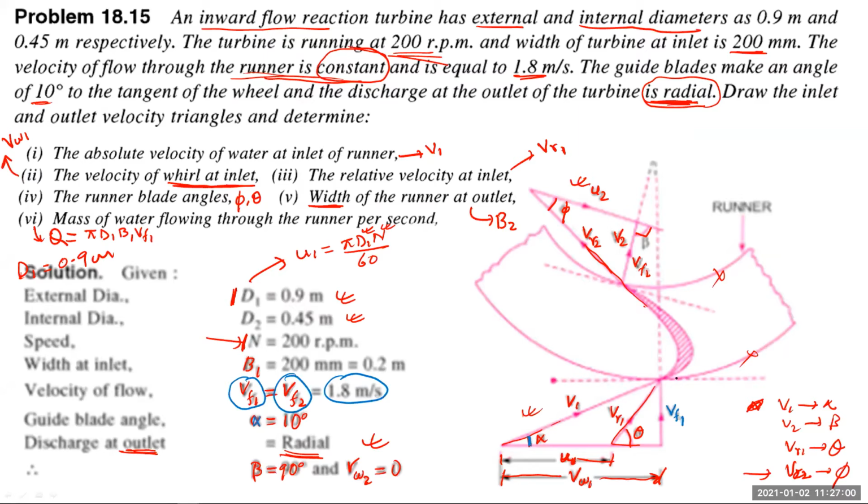So we all know that V1 sine alpha equals Vf1. So from here you can easily calculate V1 equals Vf1 upon sine alpha. Just substitute the values and tell me the answer. 10.36 meter per second, sir. Very good, very good. I like the speed.